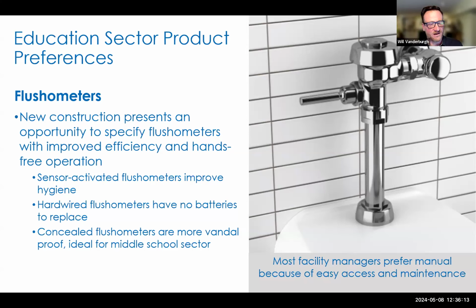And one more point: typically they're not within the scope of the budget for a lot of elementary schools, but in a perfect situation, if the budget allowed for it, concealed flushometers would be the way to go, because that would be something that would be even more vandal resistant, particularly in those middle school grades.